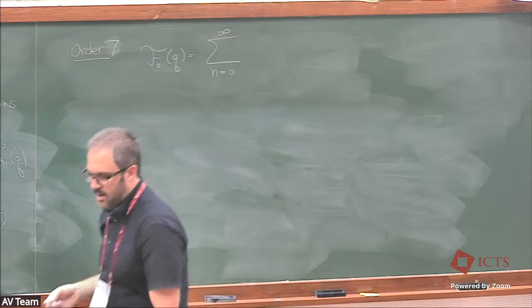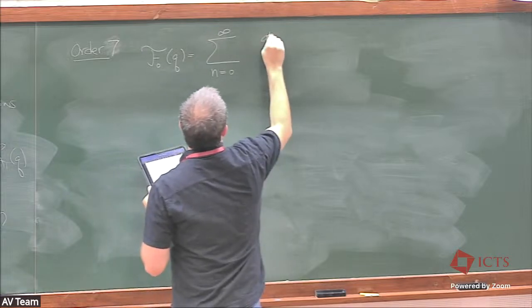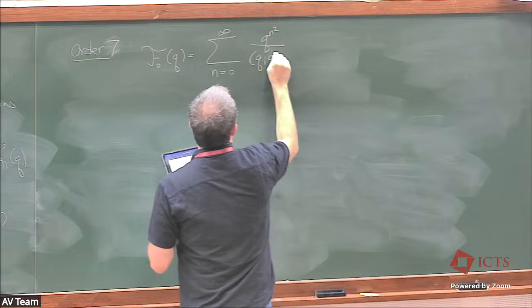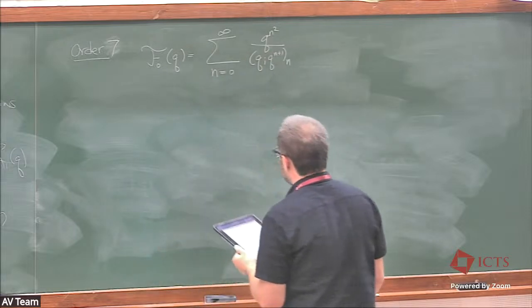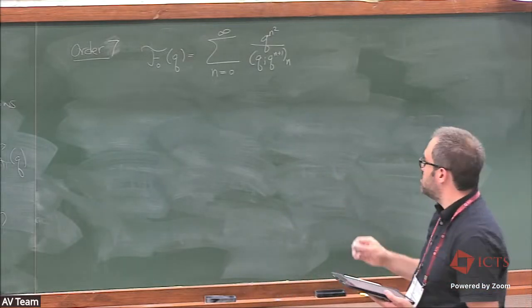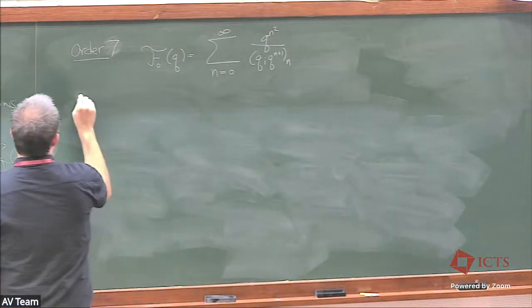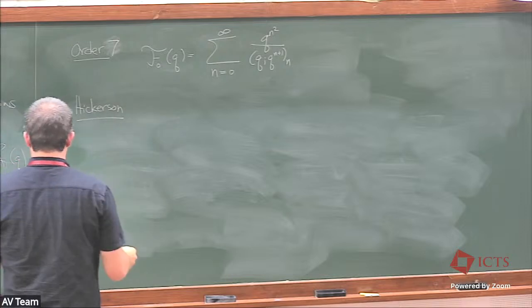I need it. It's q to the n squared over q to the n plus 1 sub n. Okay, so that's one of the 7th order functions. Remember, there are 3 7th order functions, and this is one of them. They're called F0, F1, and F2. So Hickerson proved the following formula.